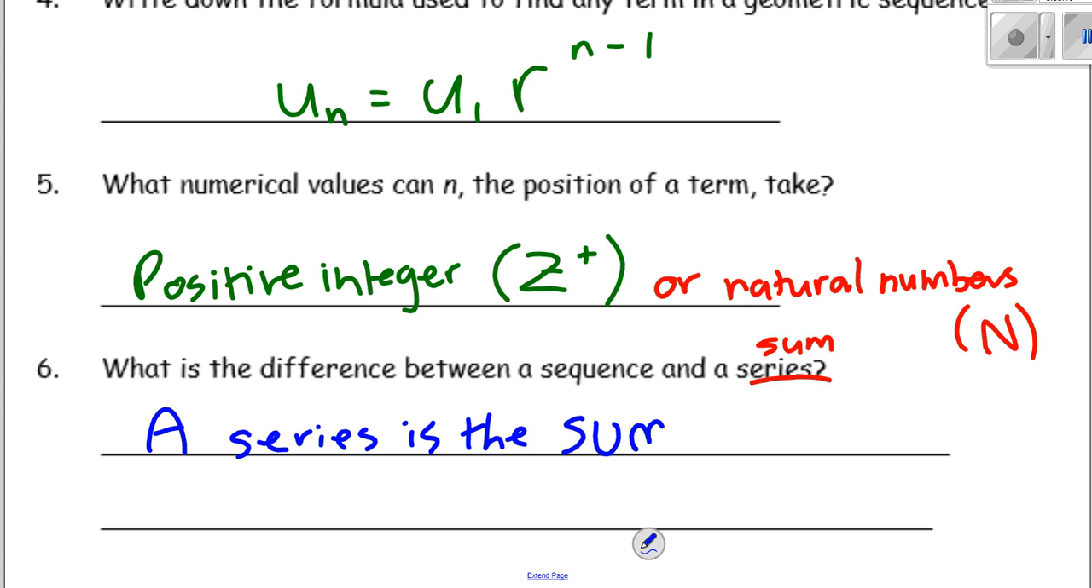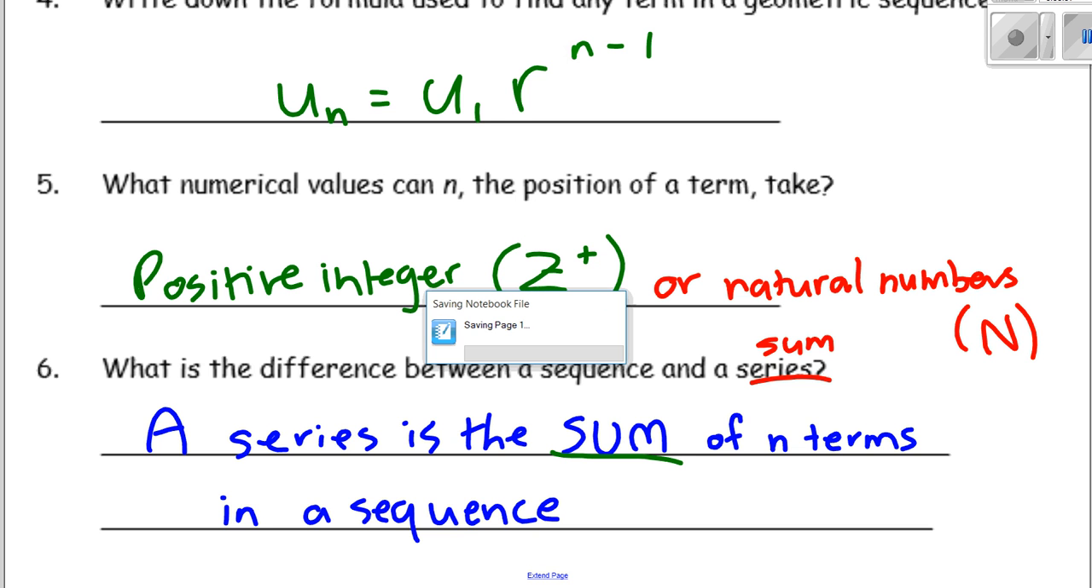Of n terms in a sequence. If you've got a different explanation, you would have in place of that sequence. So specifically, series refers to sum. So some formulas are called series. So it's a little recap on the stuff we've done so far.